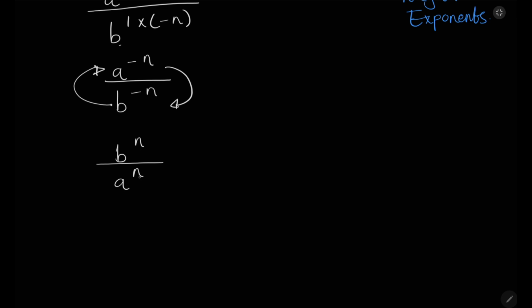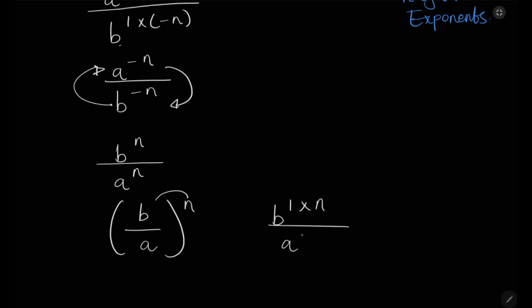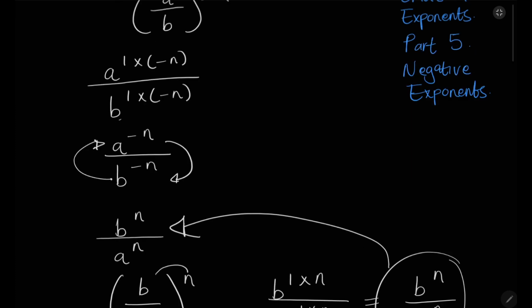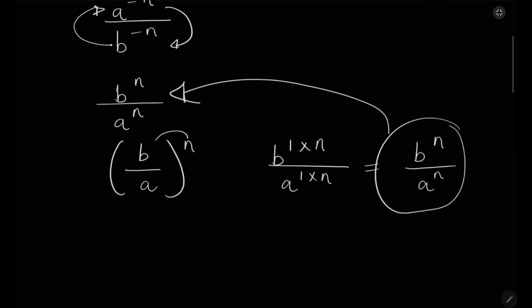When you factor this n out, you'll have in a bracket b over a raised to the power n. If you want to make sure, you can just distribute this. You have b, which is basically b to the power 1, multiplied by n, over a to the power 1 times n, which is b to the power n over a to the power n. Can you see that this is similar to that? You can just flip this or take it step by step. It honestly doesn't matter as long as you have the right final answer.